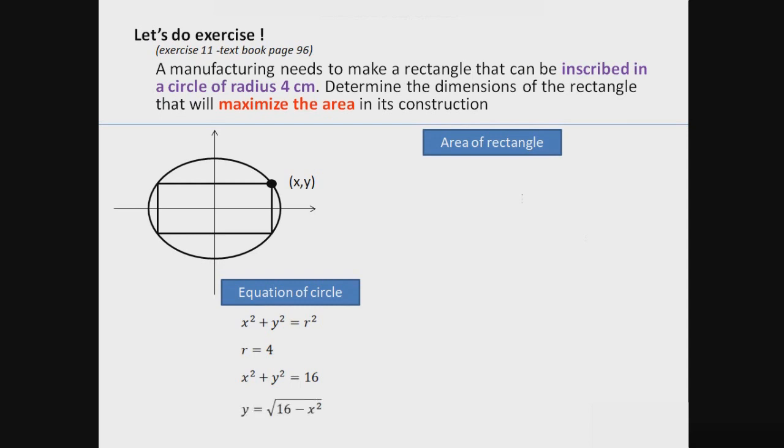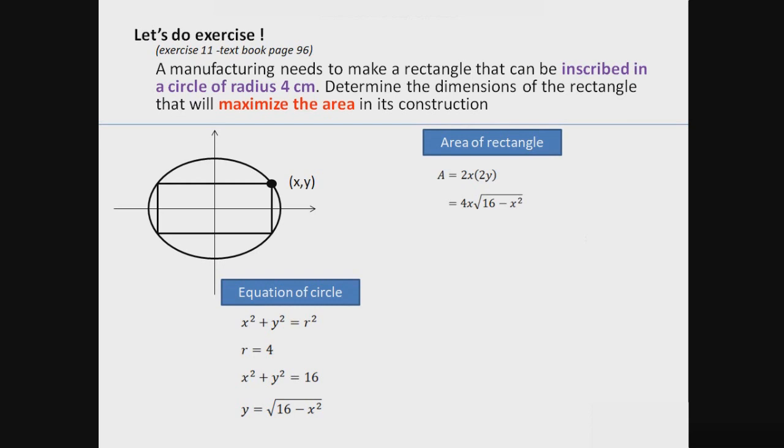Okay, next we have to find the area of the rectangle. Looking at the figure, we can see there is a coordinate x, y at the corner of the rectangle inside the circle. Along the x-axis there is a length x on the positive side, and another x on the negative side, so the width of the rectangle is actually 2x. The same goes for y on the vertical line: at the positive side we have y, and at the negative side we get another y. So the area is 2x multiplied by 2y. So A is equal to 4x, and substituting y, we get 4x times the square root of 16 minus x squared.